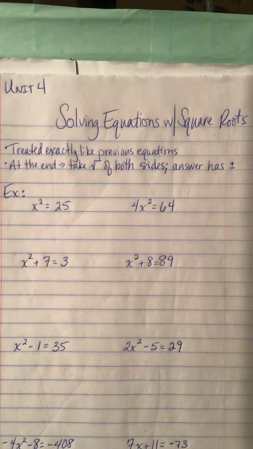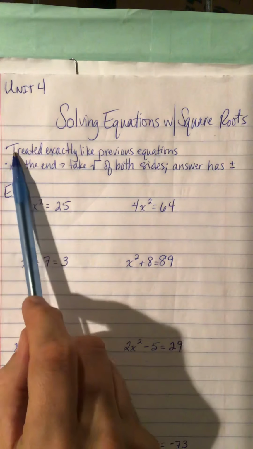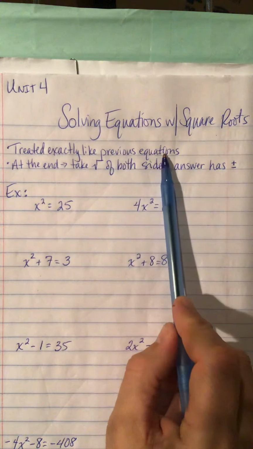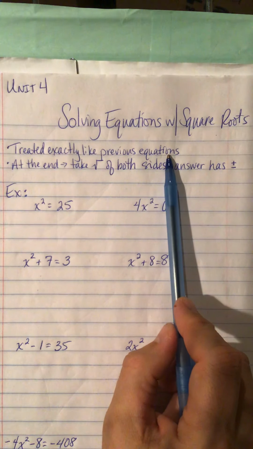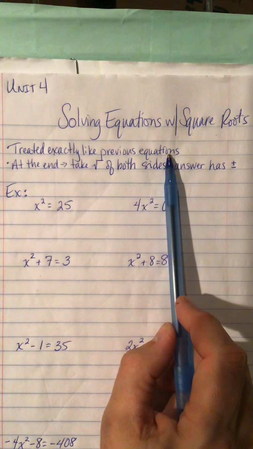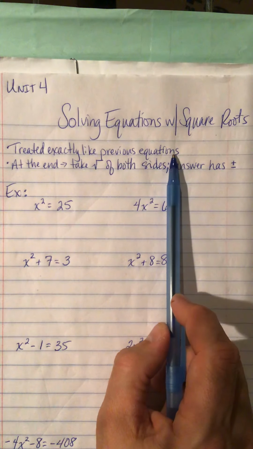All right, we're going to start Unit 4 today, working some more with square roots. Here we're going to solve equations with our square roots. You're going to see that we're going to treat them exactly like our previous equations, which means we're still going to use those inverse operations to isolate the term with the variable and then get the variable by itself.